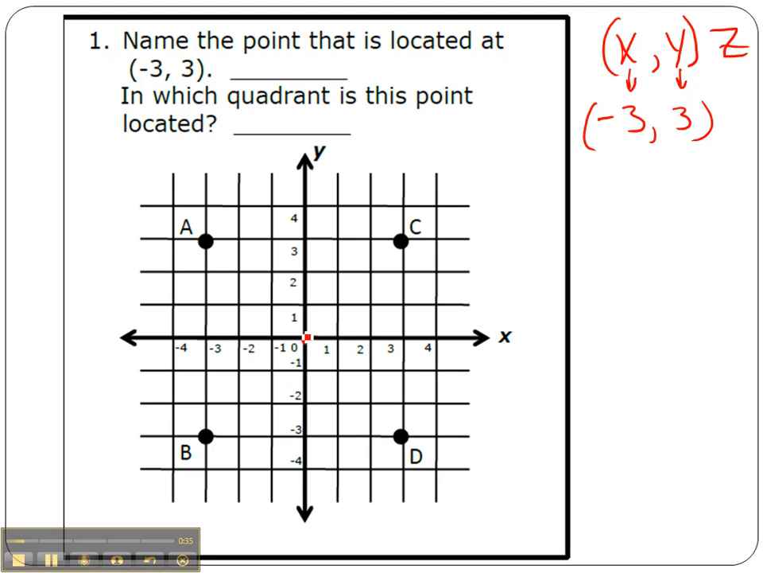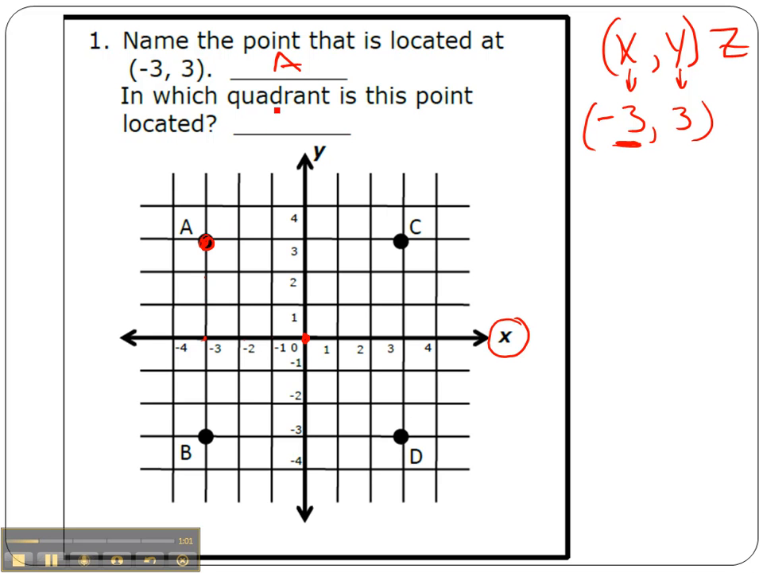We always start at the origin. Our horizontal axis is our x-axis. So if our x-coordinate is -3, we go 3 to the left. 1, 2, 3. Then from there, we go 3 up, because if y is +3, we have to go up from here for the positive direction. 1, 2, 3, and we're at point A.